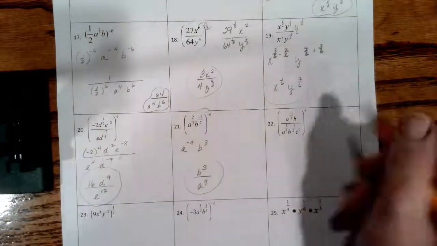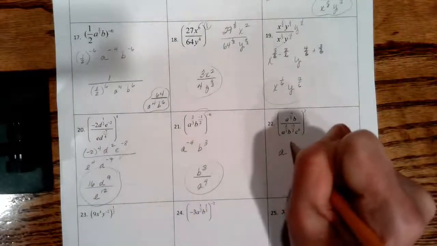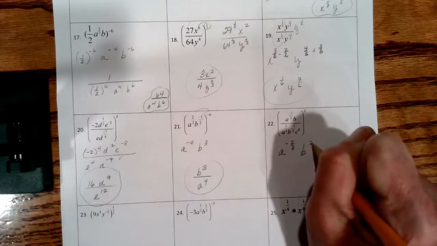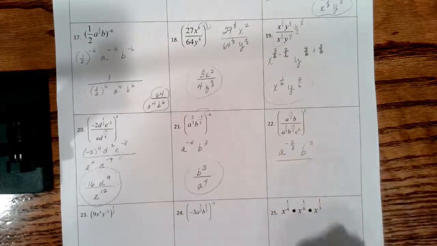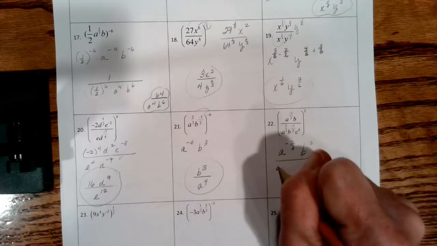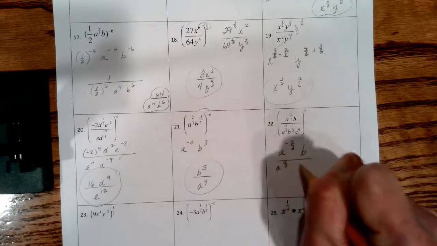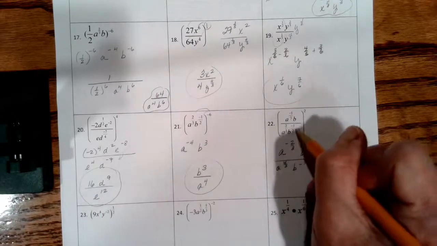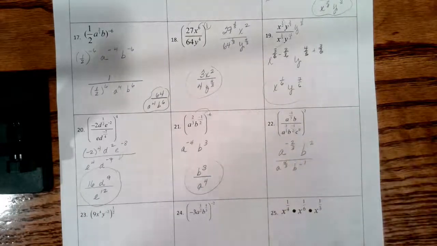Alright, so this becomes a to the negative 2/3 power and b squared over a to the 4/3 power, b to the negative 1st power. Anything to the 0 power is 1, so that goes away.